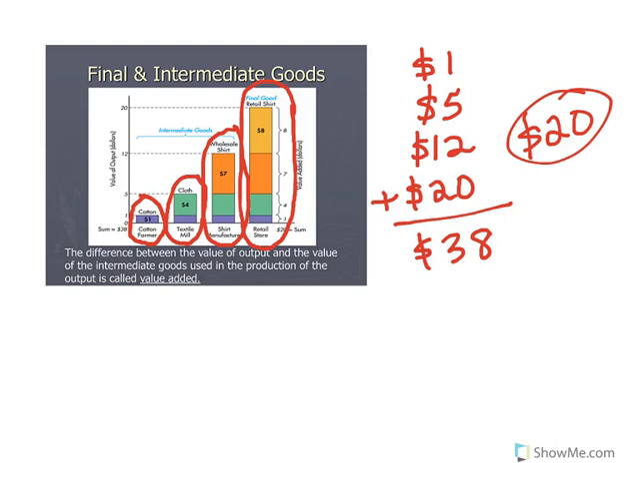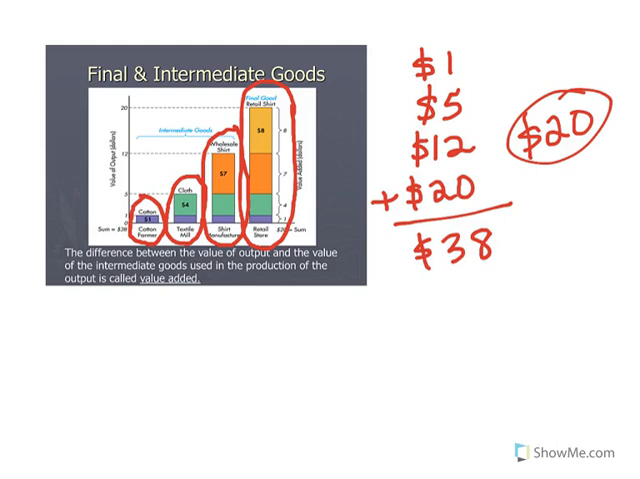So in other words, if I asked you, how much value added did the shirt manufacturer add, you would just look to see, well, when he bought it from the textile mill, he paid $5, but when he sold it to the retail store, he sold it for $12. Therefore, the value he added was $7.